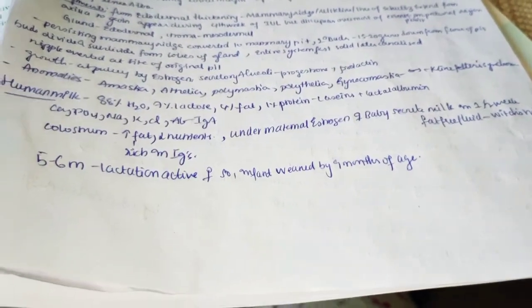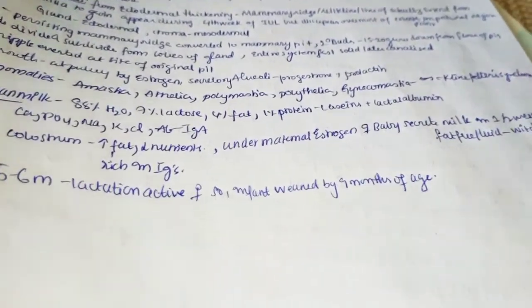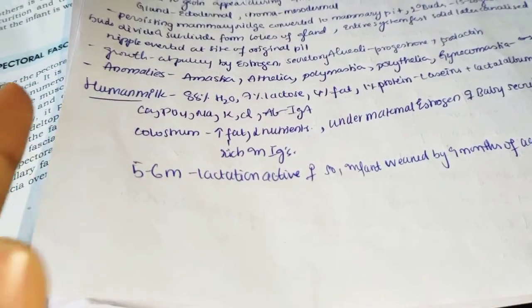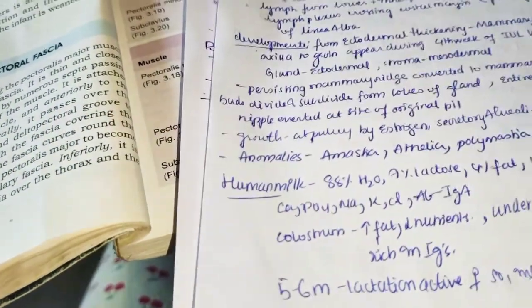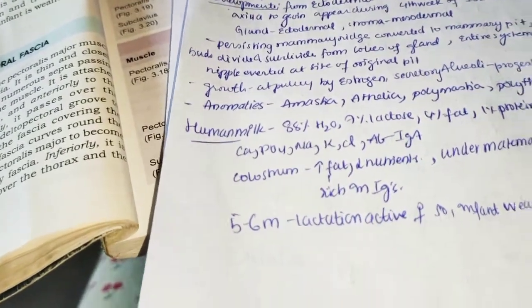So this is all about our mammary gland. By this we completed the mammary gland. Next we will start the deep pectoral fascia and also the muscles in the pectoral region and the clinical anatomy.